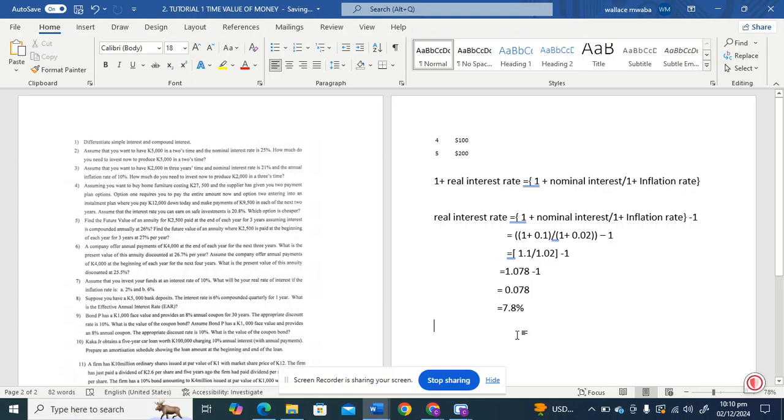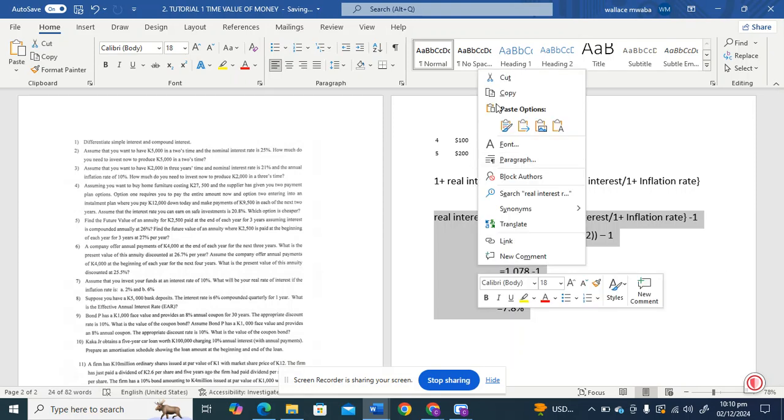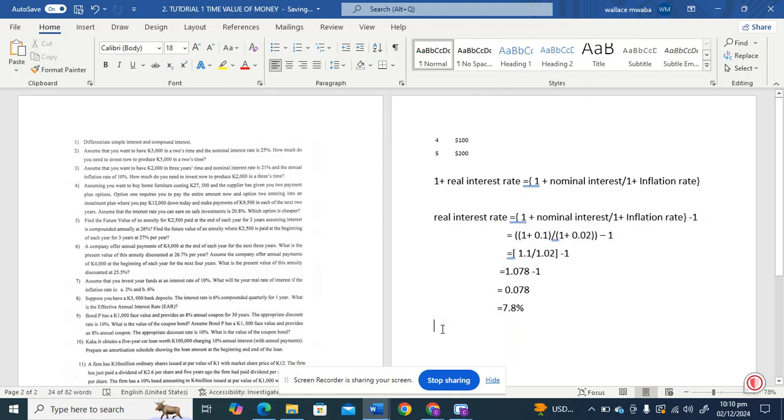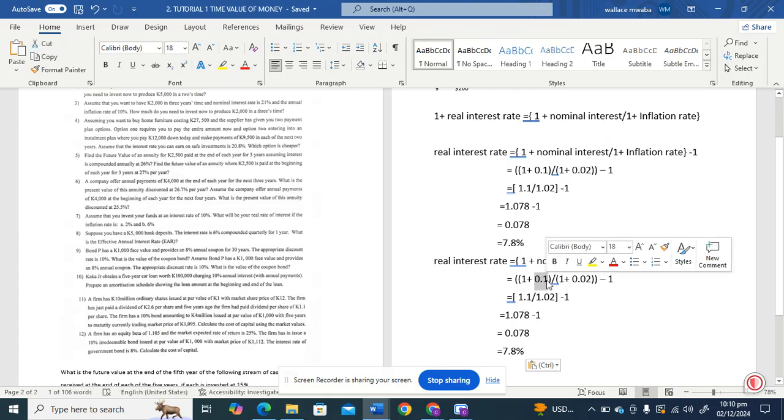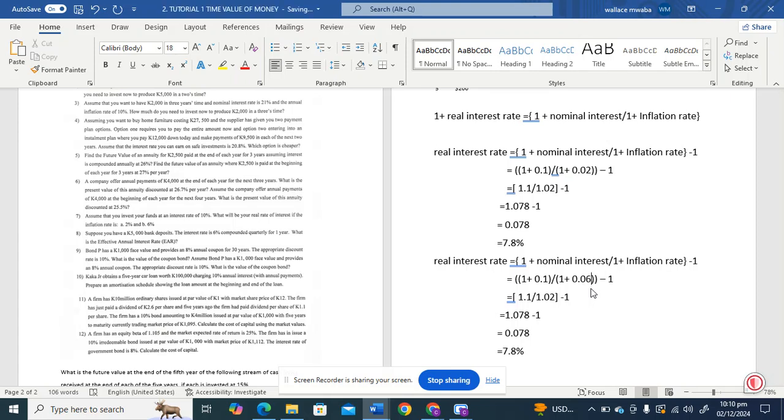Now next, we want to find out what's our real interest rate if the inflation rate is 6%. Okay, you've invested and the interest you're supposed to get is 10%, but then there's been inflation of 6% that year. What's your real interest? So our nominal interest rate still stays the same, 10%. Our inflation rate has changed to 6%. 1.1 divided by 1.06.